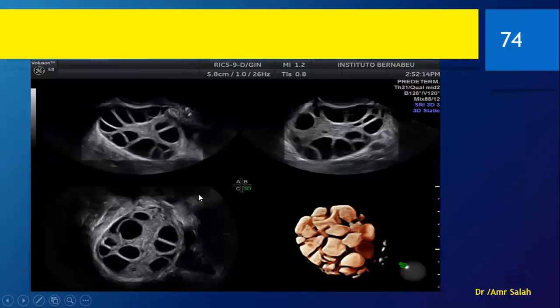Voila. Again, the stimulated ovary. Look at the follicles. This is 3D rendering.